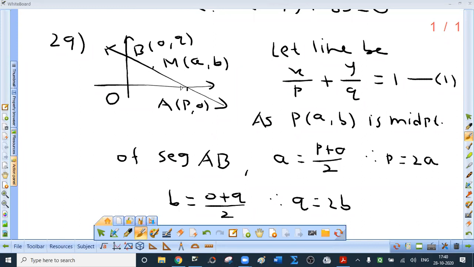Now M is the midpoint of AB, so apply the midpoint formula. I get a equal to (p plus 0) upon 2. So what is p? 2a. Similarly, what is b? (0 plus q) upon 2, so q is 2b. Now I put these values of p and q in the equation to get what? x upon 2a plus y upon 2b equal to 1. That is x upon a plus y upon b equal to 2. That's it.